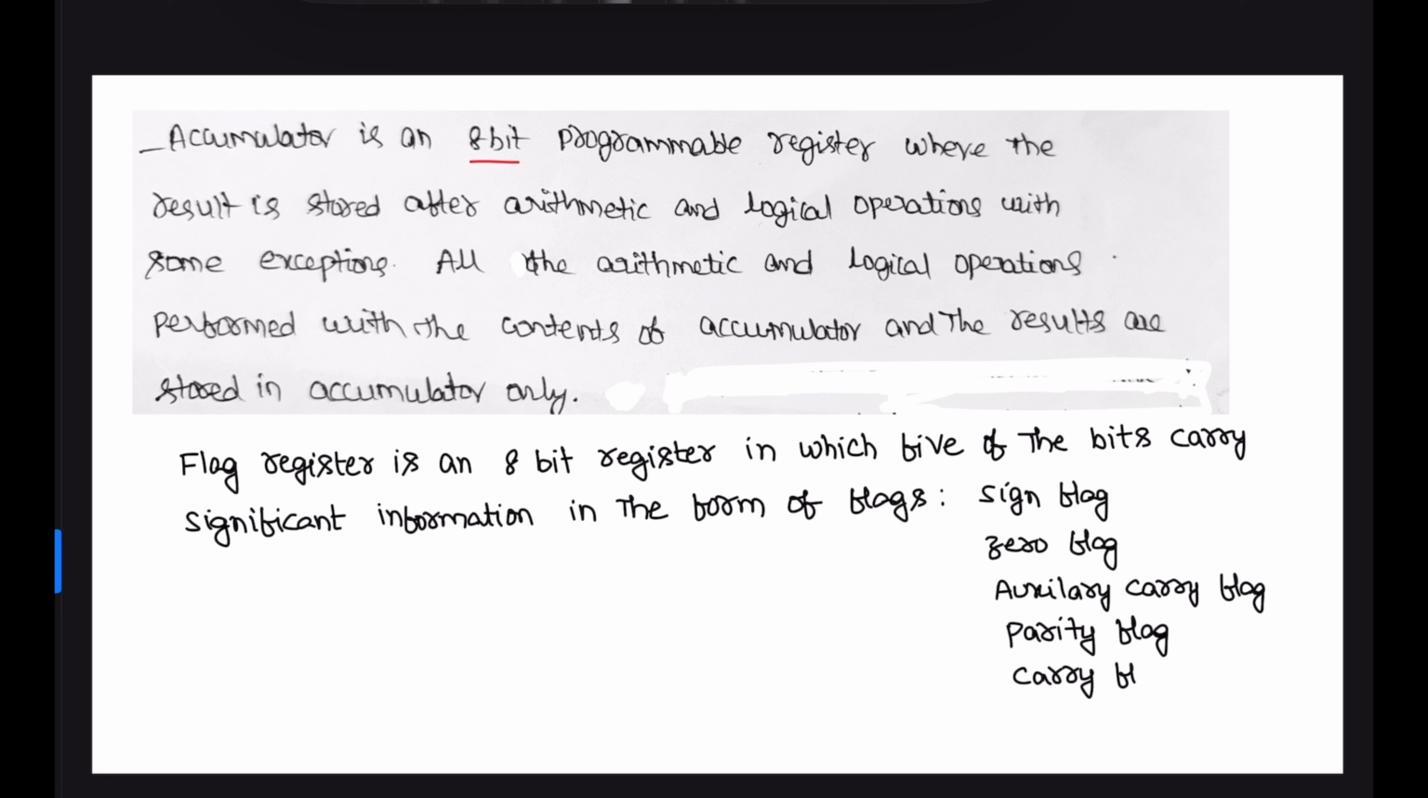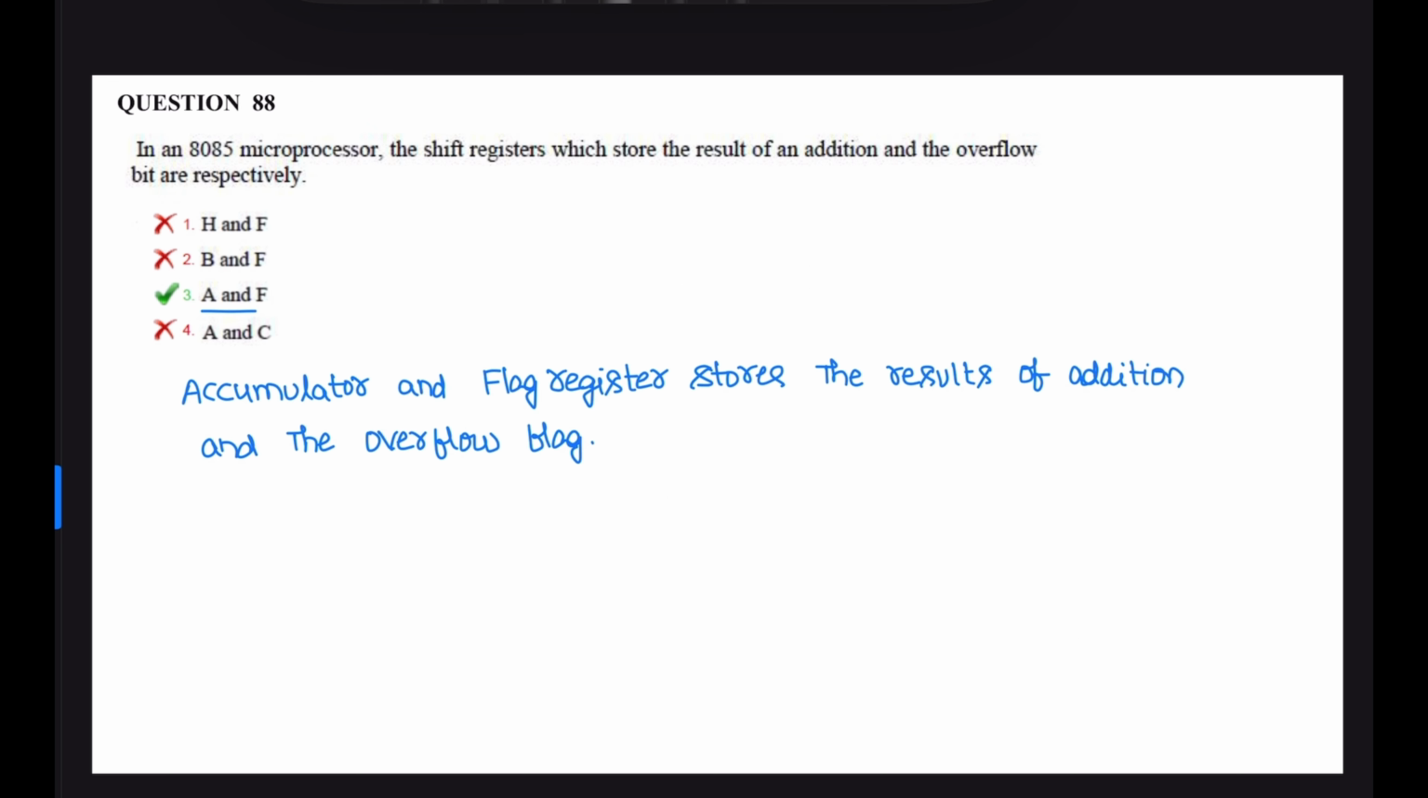Whereas flag register is an 8-bit register in which 5 of the bits carry significant information in the form of flags, that is sign flag, zero flag, auxiliary carry flag, parity flag and carry flag. Correct answer is A and F.